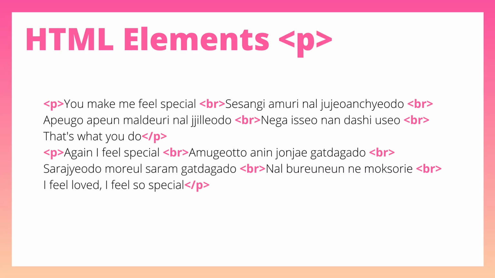The P elements contain paragraphs of text, like your favorite song lyrics from Twice, for example. The BR element inserts a single line break.